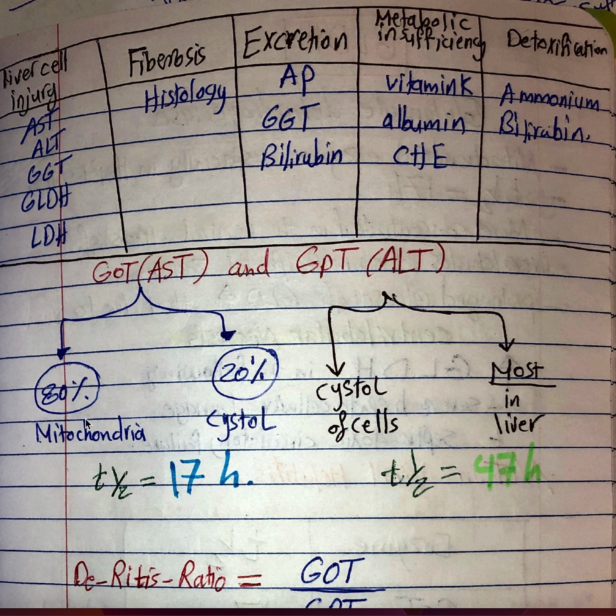Now we talk about the half-life. The half-life of the AST is 17 hours, while the half-life of the ALT is about 47 hours. So AST 17 hours, ALT 47, so it's a long time. So the AST just after 17 hours will be dead and then another AST will be formed, and the ALT after the 47.